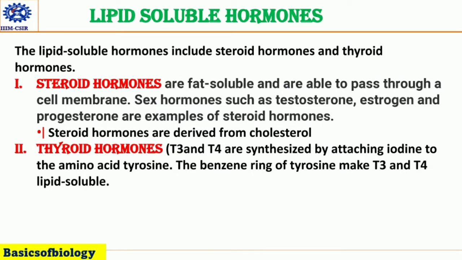The second group of lipid-soluble hormones are thyroid hormones. Thyroid hormones T3 and T4 are synthesized by attaching iodine to the amino acid tyrosine. The benzene ring of tyrosine makes T3 and T4 lipid soluble. These are also called amino acid derivatives.